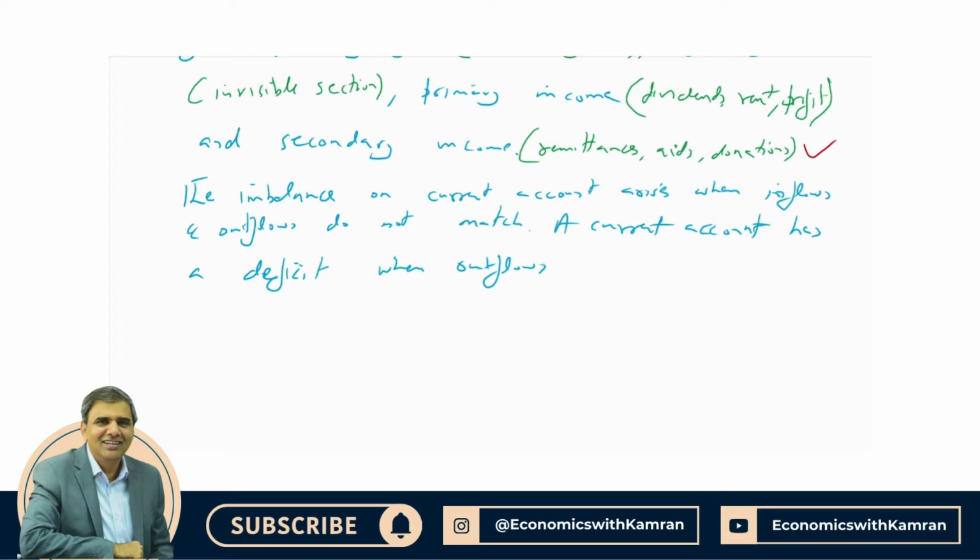Now you may write a longer line: outflows for imports, outflows for incomes sent abroad, outflows for donations sent abroad exceed the inflows for exports, primary income and secondary income. However, I'll avoid writing that, but it is the total outflows of all four items: import of goods, import of services, primary income you are paying to others, and the transfers you are making for others. So a current account has a deficit when outflows exceed the inflows.